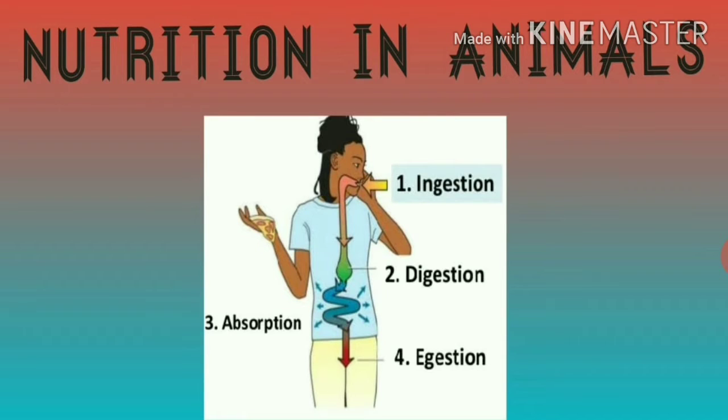In our last class we already started our chapter number 2, nutrition in animals. Do you remember what the 4 main steps of digestion in human beings are? The main 4 steps of digestion in human beings are ingestion... Just see the picture. By seeing the picture you will also remember the 4 main steps of digestion. So let's revise.